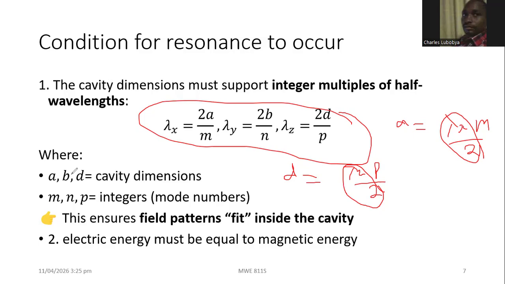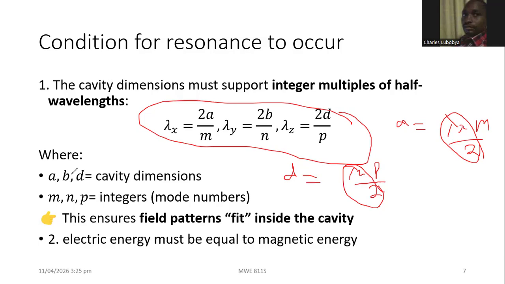And it also ensures that the electric field and the magnetic field are equal to each other, and then they will begin to create some oscillation, which results in resonant frequency. The second condition is that the electric energy must be equal to magnetic energy. Again, this is very, very important.